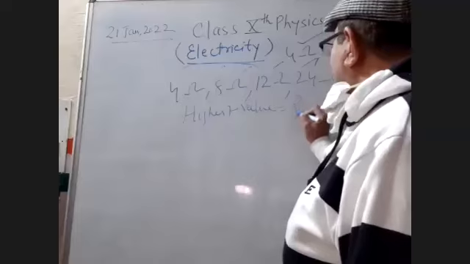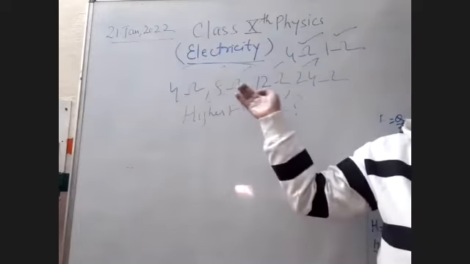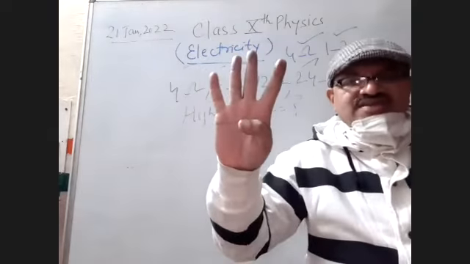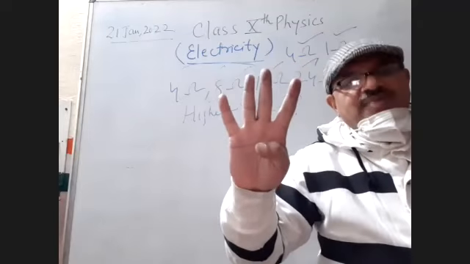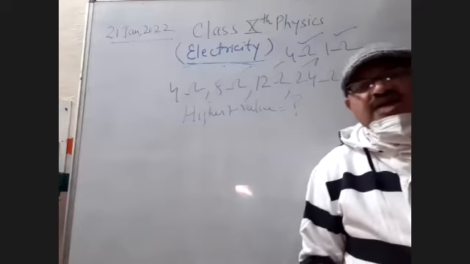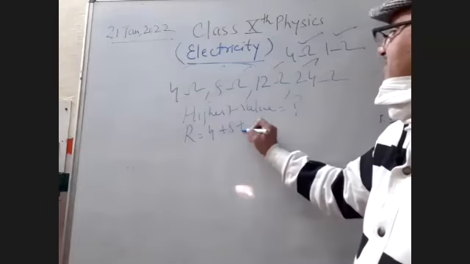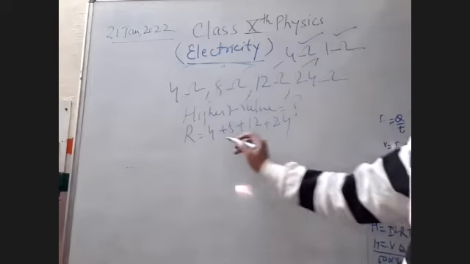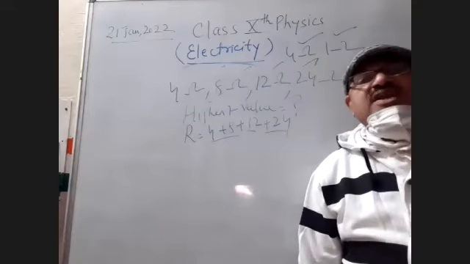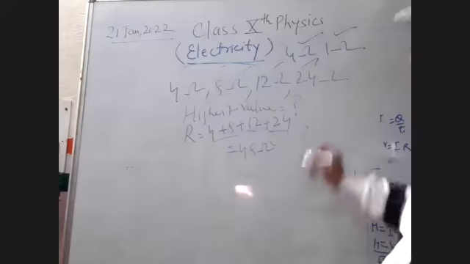When all these 4 resistances, 4 ohm, 8 ohm, 12 ohm, 24 ohm, are connected in series, by applying the formula R = R1 + R2 + R3 + R4, that is 4 plus 8 plus 12 plus 24. If I calculate all this, my value will be 48 ohm. So this is the highest when they are connected in series.